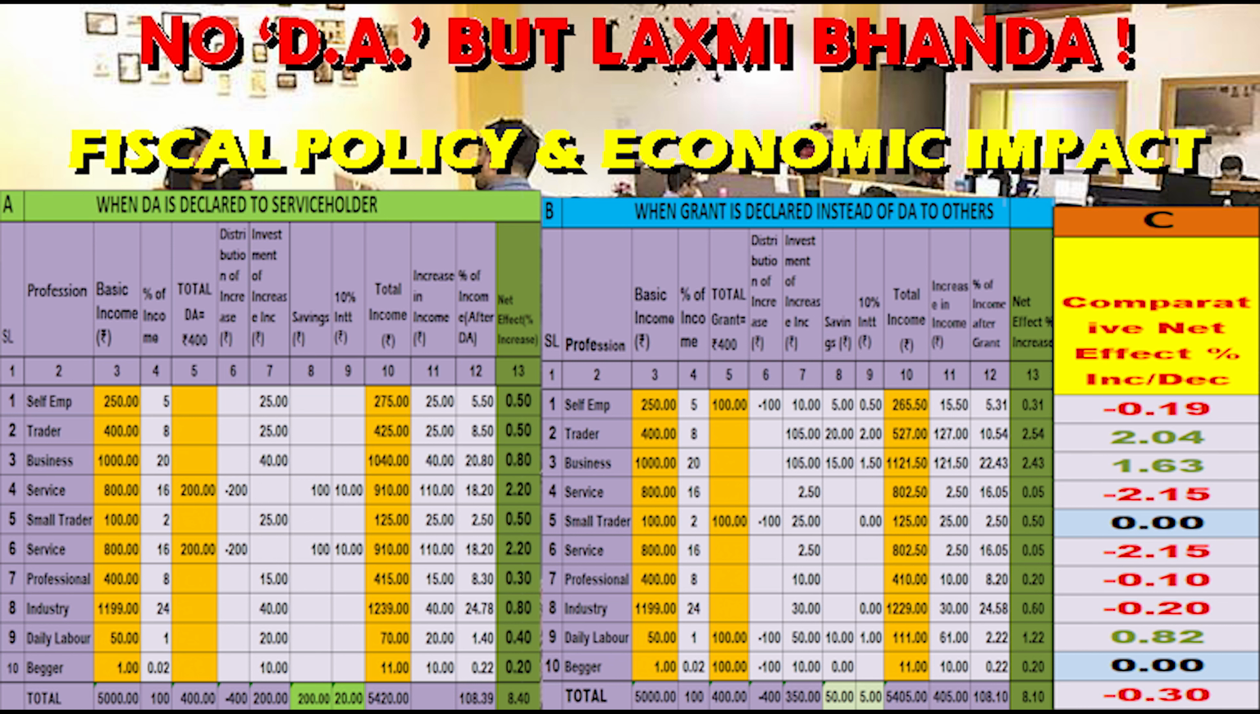Therefore, now you can easily judge: if DA is given by the government, that is good, or if a grant is allowed to some groups of people instead of DA, it is gainful. Therefore, the government should declare DA to the service holder, and also the government can give some grant to the very lower income group people. No benefit to all the sections.